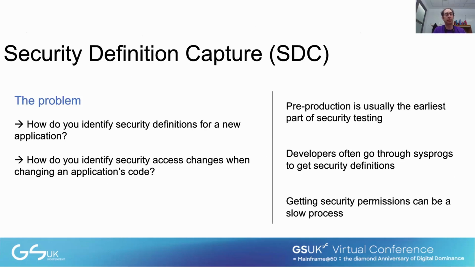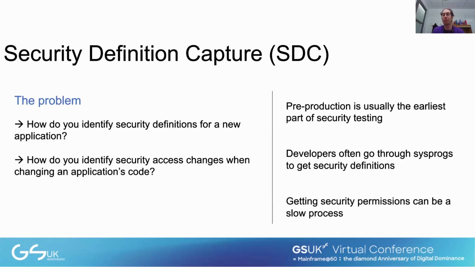Okay, the last big bit we've got is security definition capture. So this is aiming to help you identify security definitions for new applications. So, developers out there, I've got this application through. How do you know what security you need for it? Well, you've largely been relying on the developer writing down what they think they need and then probably submitting a request to go and get the appropriate security added.